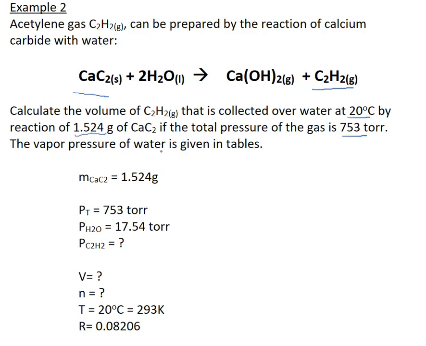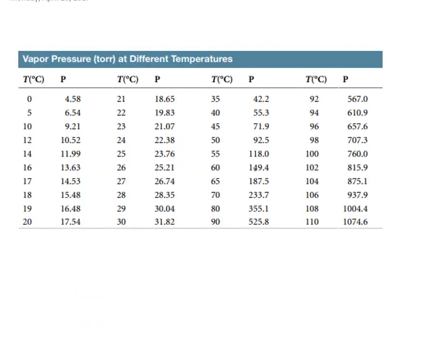We are reacting 1.524 grams of the calcium carbide. It also reminds us in this question that the vapor pressure of water is given in tables. So anytime we do a collection of gas over water, we're going to need to account for the vapor pressure of water. So we're at 20 degrees Celsius. If I look back at my table at 20 degrees Celsius, which is listed at the bottom here, I know that my vapor pressure of water is 17.54 torr.